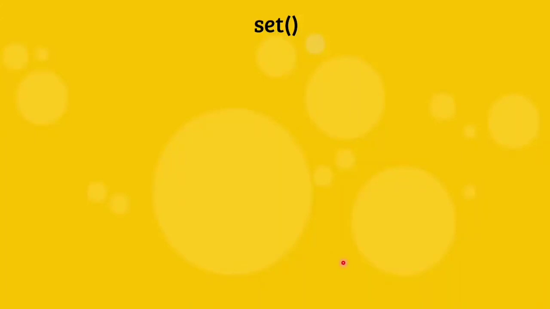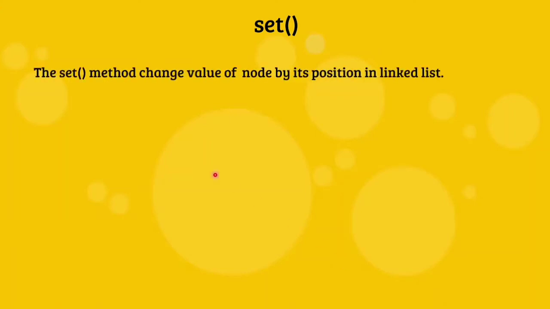Hey everyone, in this video tutorial we will talk about the set method in doubly linked list. As we have already seen the set method in singly linked list, the set method in doubly linked list is exactly the same. And if you want, you can pause this video, write your own code and then match. So let's begin. Firstly, the set method changes the value of the node by its position in the linked list.